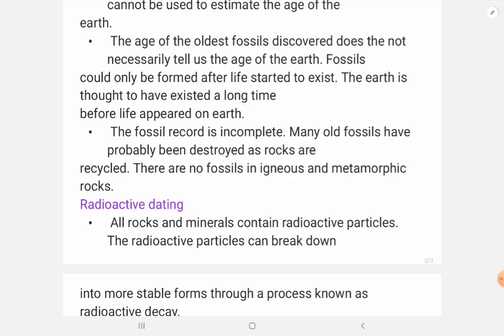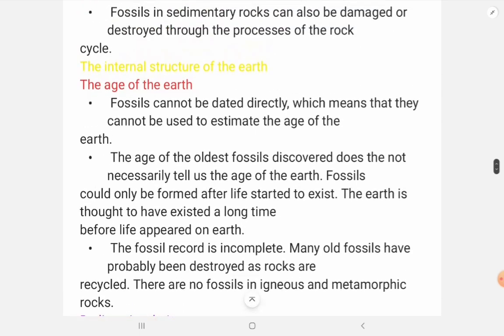For example, every 5,730 years, half of the radioactive substance carbon-14 breaks down into nitrogen-14. If we measure the ratio of the amount of carbon-14 and nitrogen-14 in a rock sample, we will be able to determine the age of the rock. The figure opposite shows how carbon-14 decays over the years into nitrogen-14.